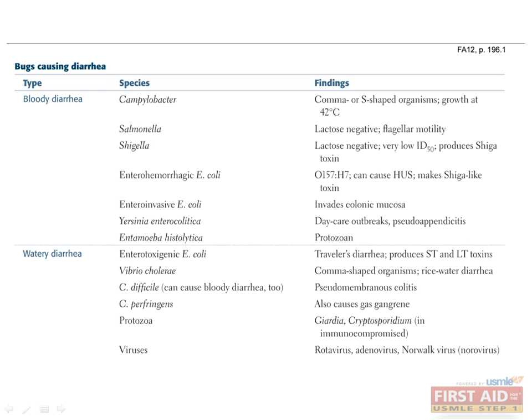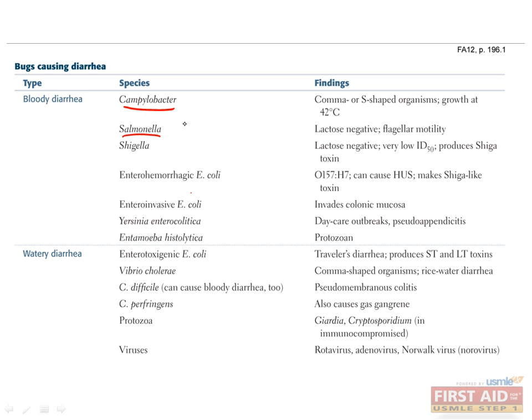Okay, now we'll talk about some bugs that can cause diarrhea. Campylobacter is a gram-negative, spiral-shaped organism, which is unique in that it grows best at 42 degrees Celsius. It is a major cause of foodborne illness and can be obtained through animal products. Can you remember which neurological disease can be caused by Campylobacter jejuni? Right, that would be Guillain-Barré syndrome.